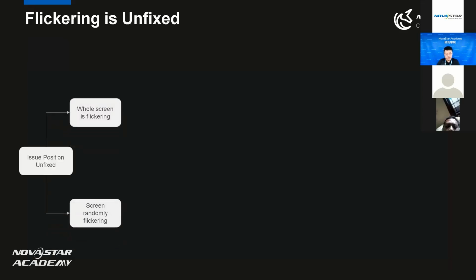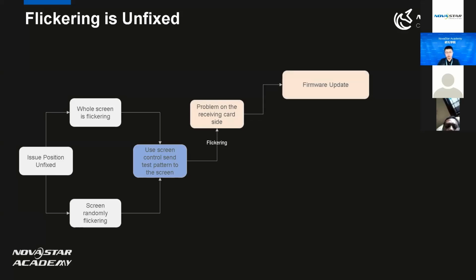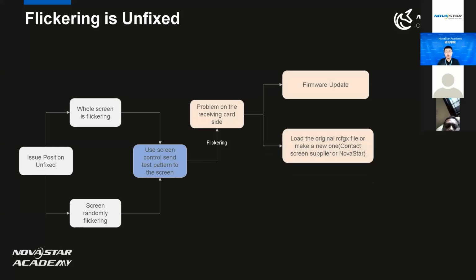And the second situation is when the issue position is unfixed. If the issue position is unfixed, we need to know if it is whole screen flickering or random flickering. So first, we use the screen control tool I have shown you. If you enable the screen control function and the issue is still there, it means it is a receiving card issue. So you can try to check the firmware or the receiving card RCFGX file.